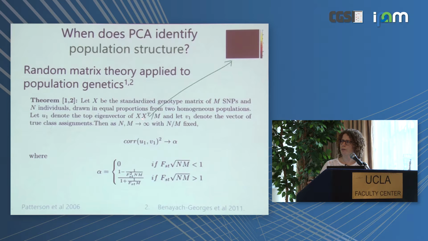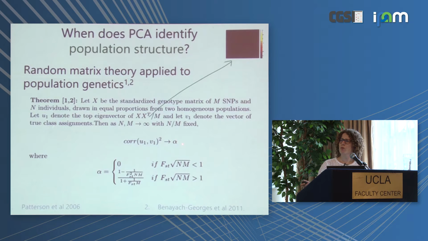It's again this covariance matrix divided by the number of SNPs, that's all it is. And you take an eigen decomposition of this, and you get the first eigenvector. That would be U1, the top eigenvector of this matrix. And then you take V1 as the true class label. So imagine the right half here is one population, the left half is the other population, 0, 1. Now you take the correlation between the true labels and the eigenvector, and this correlation converges to alpha.